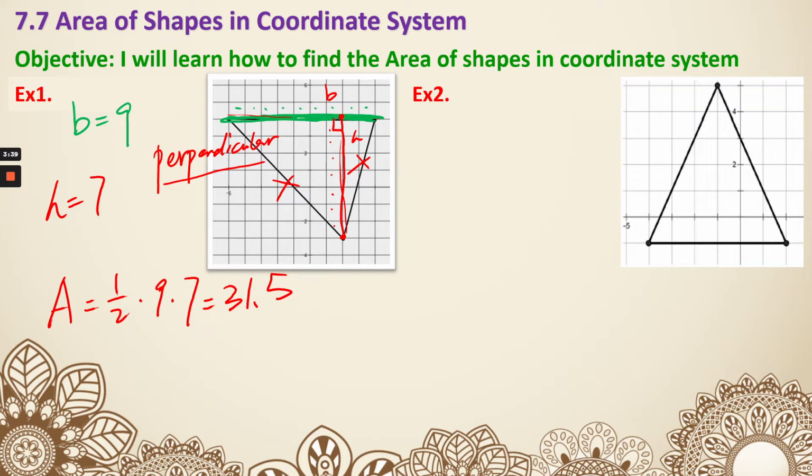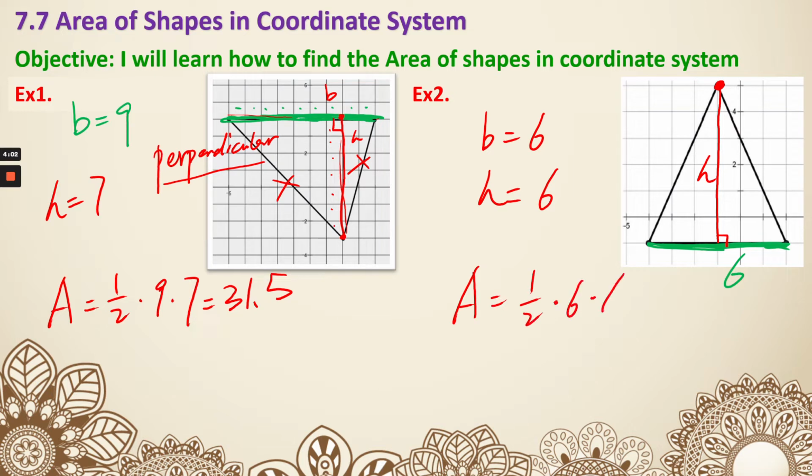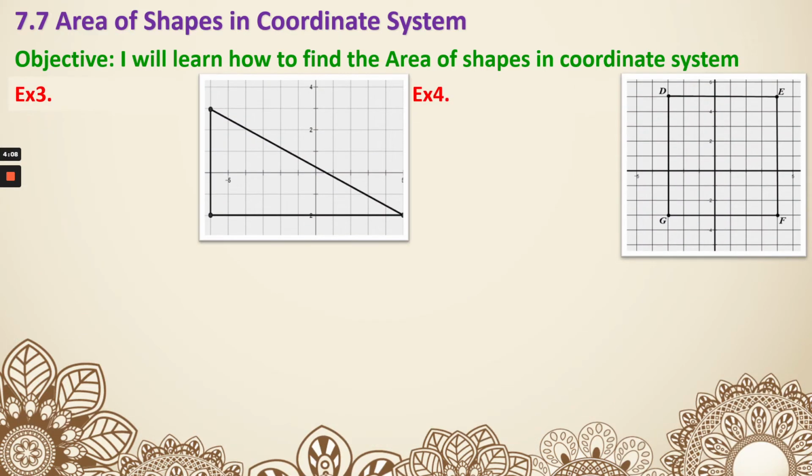Number 2, same idea. First, let's start with the base because I have a side that is already on the grid. So my base is going to be 6. Then we are going to use the other point, drop it straight down to the base to form a 90-degree angle. That is my height. So my base is 6. My height is also 6. Area is 1/2 times 6 times 6, which is 18. That is example 2.